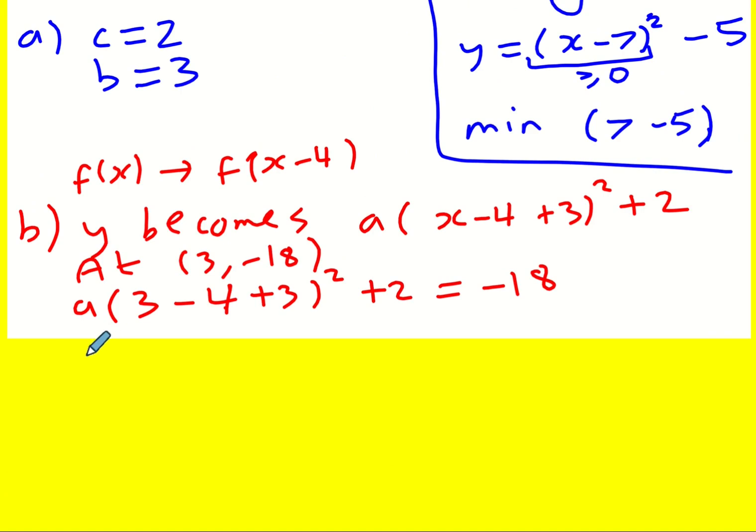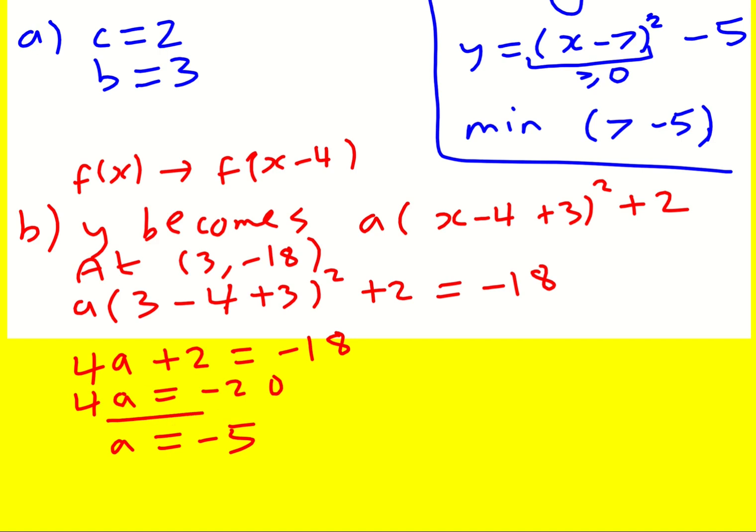Let's sort this out. So that's going to become 3 plus 3 is 6, minus 4 is 2, so it's going to give us 2 squared, 4a, plus 2 is minus 18, so 4a will equal minus 20, and therefore a will equal minus 5, and we're done.